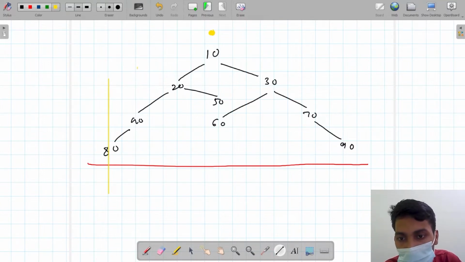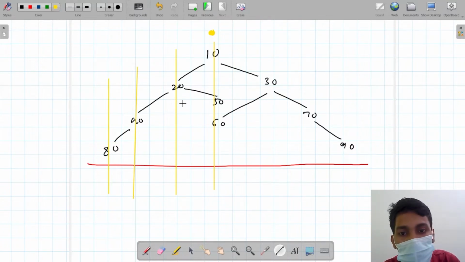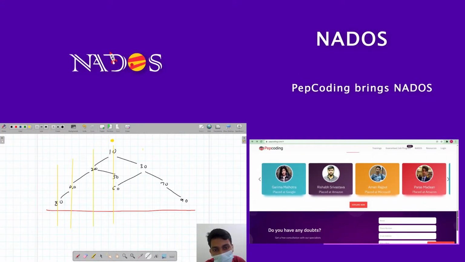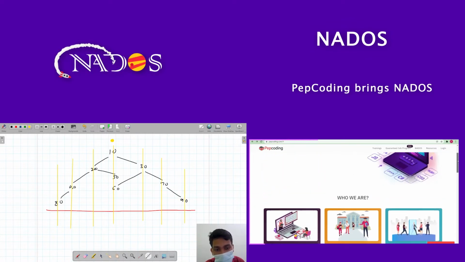Shadow of 80 is going to fall like this, shadow of 40 is going to fall like this, shadow of 20 is going to fall like this. Now shadow of 10, 50 and 60 are going to overlap each other because 10 is standing closer to the bulb, and 50 and 60 are standing in the same path of the 10. Okay, so therefore the shadow of 10, 50 and 60 are going to overlap. Shadow of 30 is going to be like this, shadow of 70 is going to be like this, shadow of 90 is going to be like this.